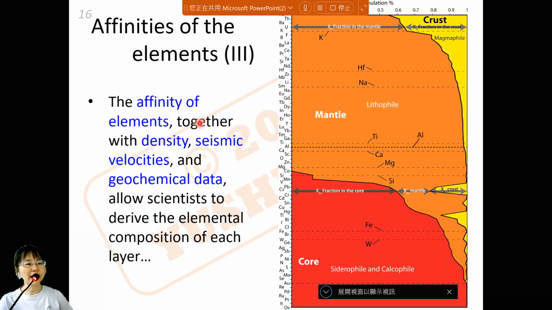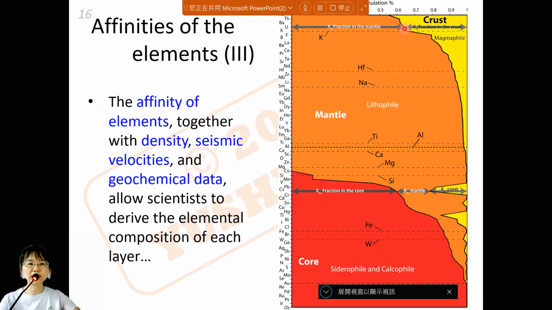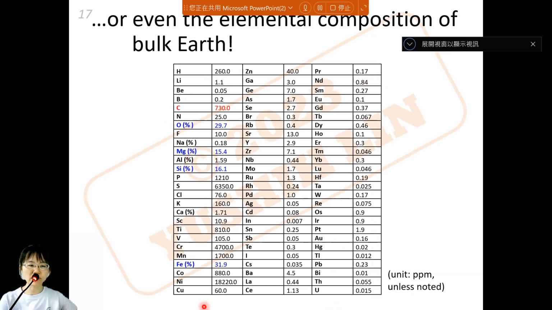The affinity of elements, together with density, seismic velocity, and geochemical data, allow scientists to derive the elemental composition of different layers. Based on what we talked about, the affinities of different elements, we can estimate their relative distribution in crust, mantle, and core. So this is the relative distribution from 0 to 1. We can also derive the elemental composition of the bulk Earth. This is the composition of the bulk Earth.